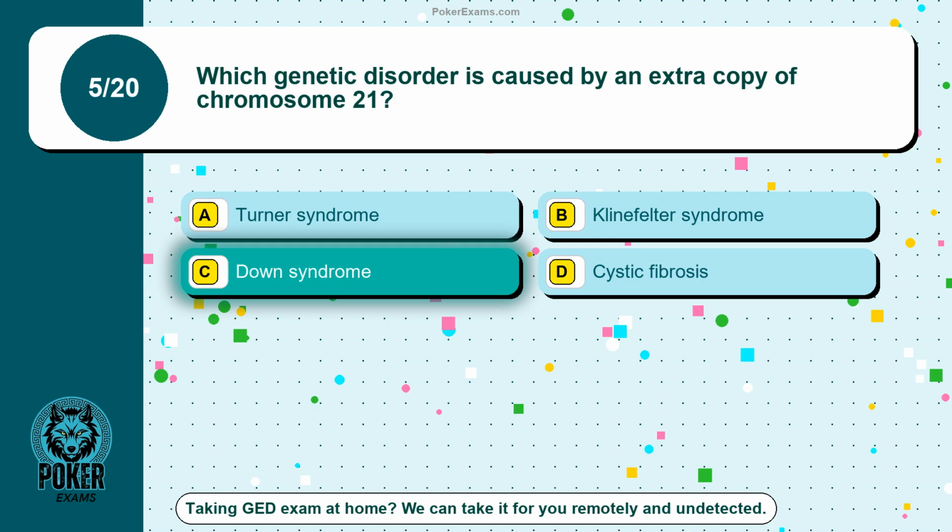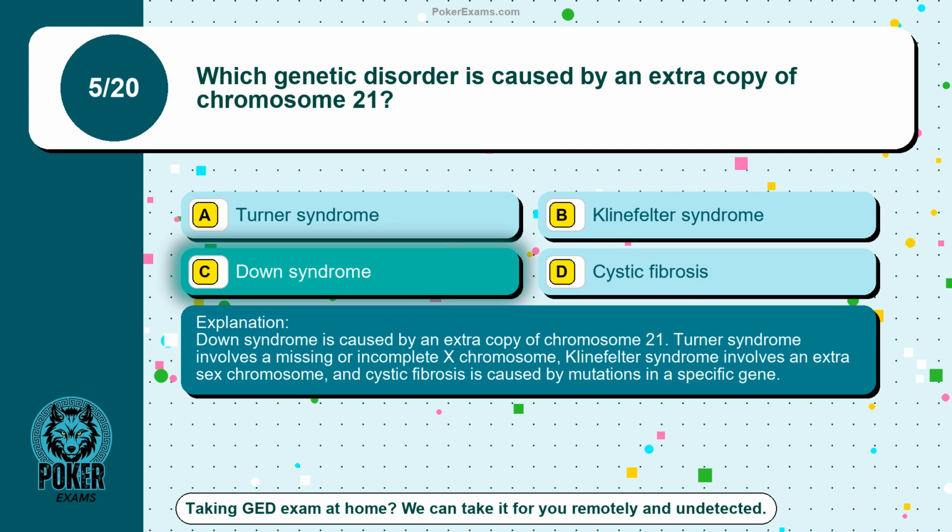The correct answer is option C. Down syndrome. Down syndrome is caused by an extra copy of chromosome 21. Turner syndrome involves a missing or incomplete X chromosome, Klinefelter syndrome involves an extra sex chromosome, and cystic fibrosis is caused by mutations in a specific gene.